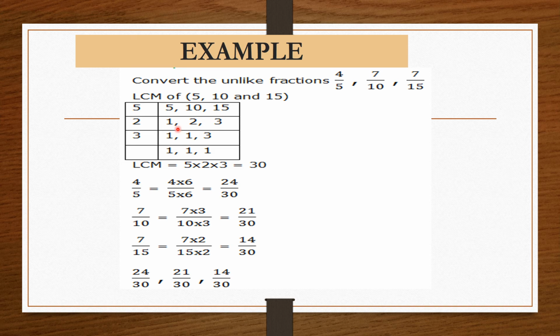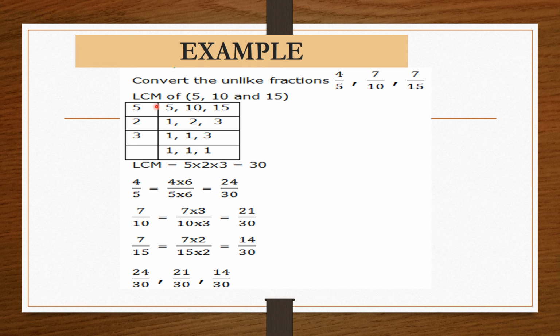Now you can see here, you can just stop at 1, 2, 3, or you can continue till 1, 1, 1. So first you divide by 2. 1 will carry forward as it is. 2 ones are 2, and 3 is not divided by 2, so 3 is carried forward as it is, right? Now you divide by 3 because you have to get 1, 1, 1. So 1, 1 will come down as it is, and 3 ones are 3.